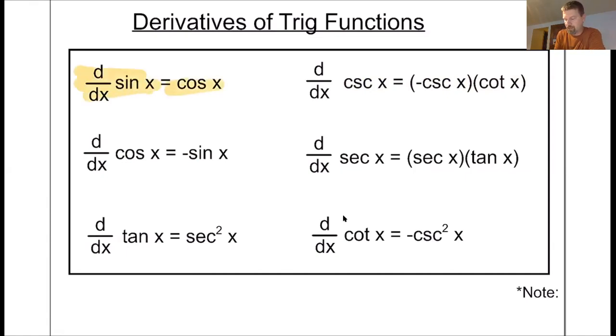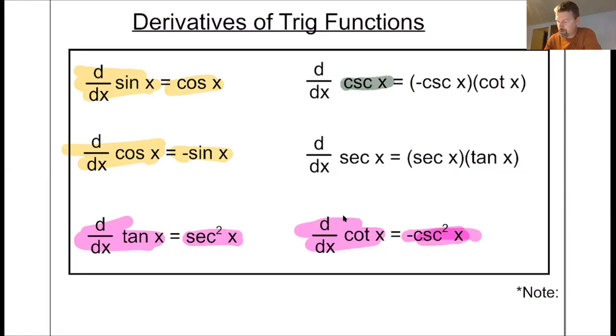Derivative of sine is cosine. Derivative of cosine, right? Sine and cosine is the exact opposite, but it's negative. Negative sine. Shows up here too with tangent. Here's derivative of tangent. There's derivative of cotangent. You're probably going to notice something here. Tangent is secant squared. Cotangent is negative cosecant squared.